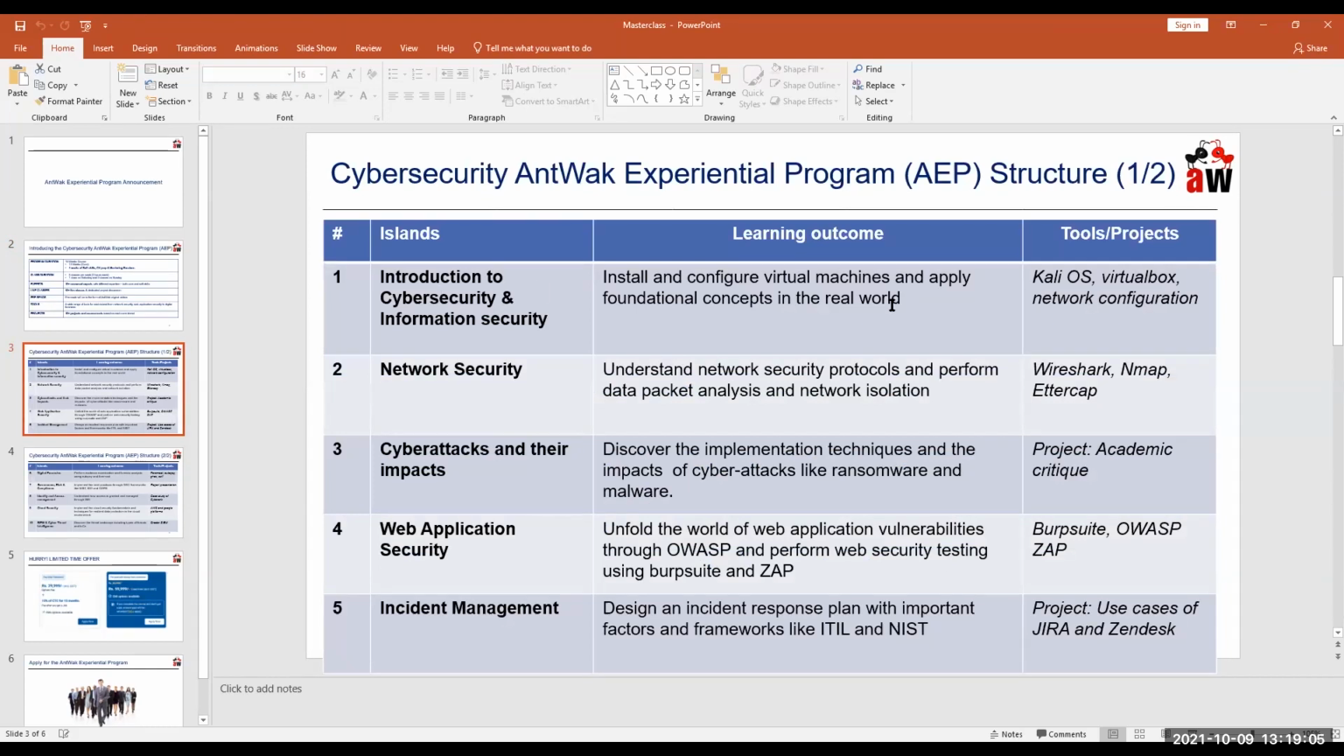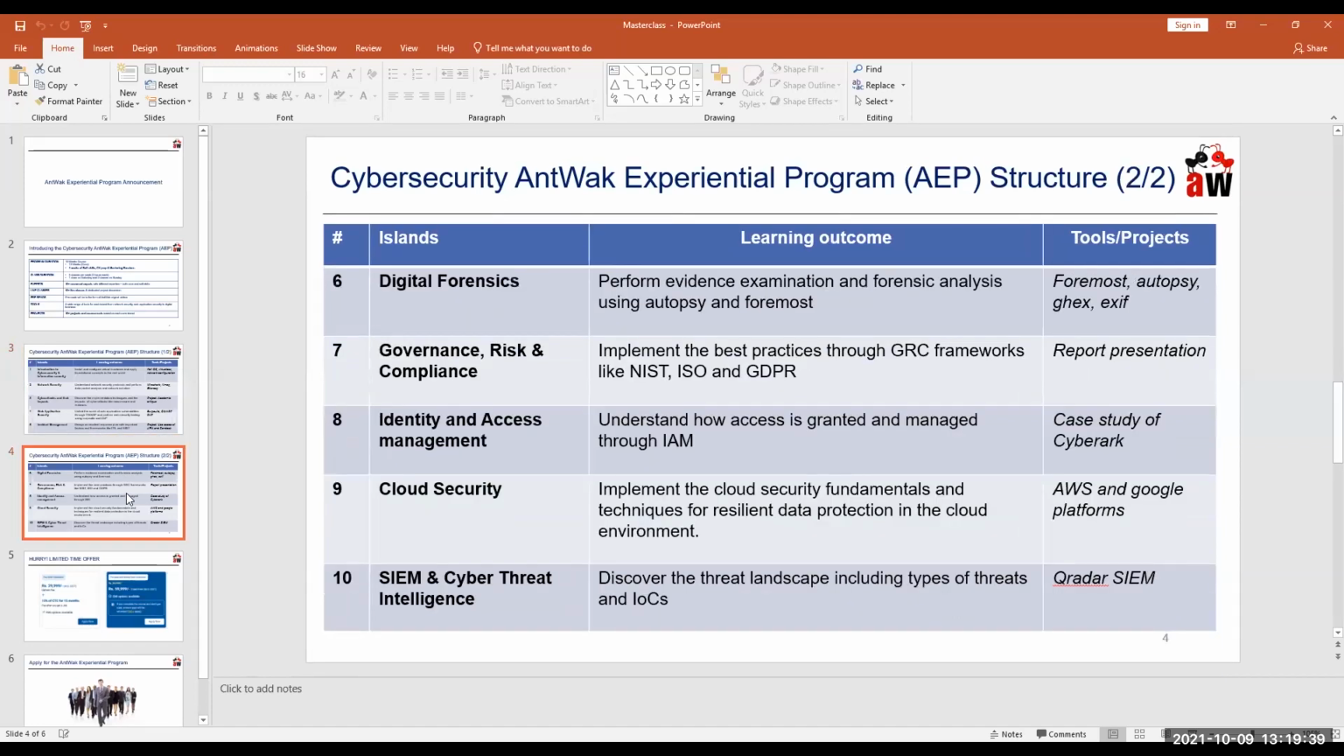So we start off with the introduction to cybersecurity, wherein we teach you about virtualization environment and Kali operating system. Then we jump into network security, wherein we teach you about Wireshark, Nmap and Metasploit. Then we jump into cyber attacks. We've included a new module called reverse engineering of malware. We also do web application security with Burp Suite and ZAP, and Metasploit is involved there as well. We also do incident management, life cycles, and some of the use case studies in the industry today. In addition, we also do digital forensics, GRC, and identity and access management as a topic, which is going to be headed by Bishwajeet himself, and they'll be discussing case studies with CyberArk, SailPoint and Oracle, and much more about single sign-on, multi-factor authentication, and so on. In addition to that, we also do cloud security, and one of our important modules is our SIEM QRadar module. We do it as a part of our 12 weeks program.